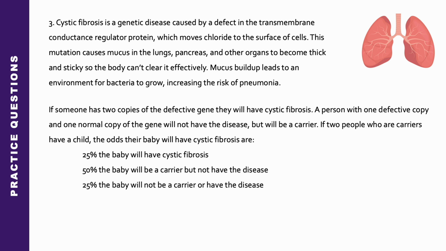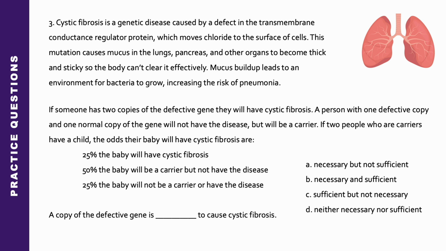If someone has 2 copies of the defective gene, they will have cystic fibrosis. A person with 1 defective copy and 1 normal copy of the gene will not have the disease, but will be a carrier. If 2 people who are carriers have a child, the odds their baby will have cystic fibrosis are 25% that the baby will have cystic fibrosis, 50% the baby will be a carrier but not have the disease, and 25% the baby will not be a carrier or have the disease. The defective gene is blank to cause cystic fibrosis.